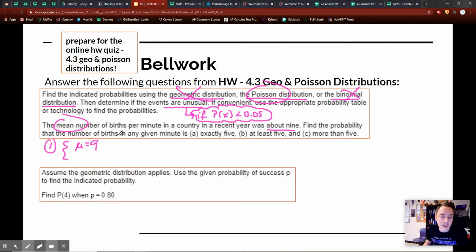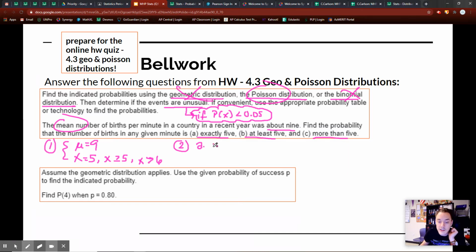My second step, find the probability that the number of births in any given minute is exactly 5. So x will be 5. It will also then be, for b, at least 5. So x will also be greater than or equal to 5. And then more than 5, that's going to be x is greater than 6, because it's not going to be equal to 6. So my next step is going to be going through A.